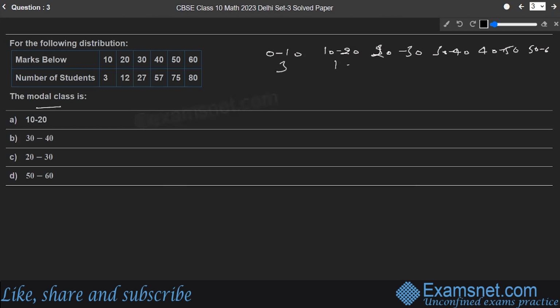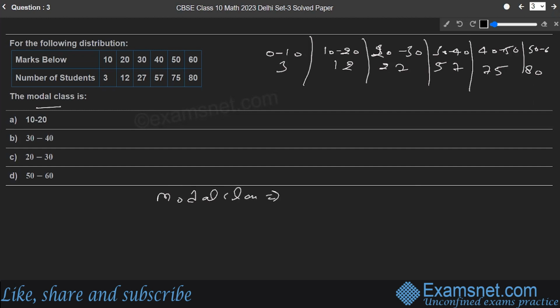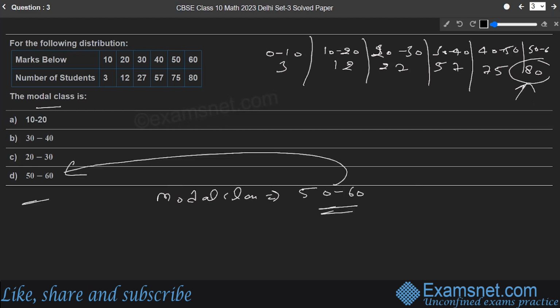First value is 3, then 12, then 27, then 57, then 75, then 80. So these are the frequencies available there. We are supposed to find out the modal class. If you see the frequency, the modal class is the class where the frequency is the highest one. So the modal class has got the highest frequency where the class value is 50 to 60. So the modal class is nothing but 50 to 60. That is available in option D, and that is the right answer.